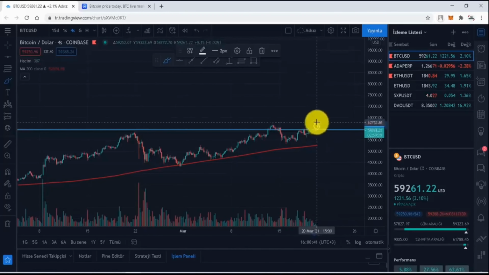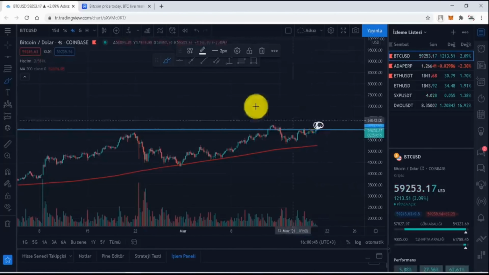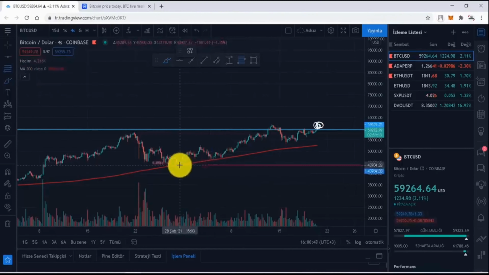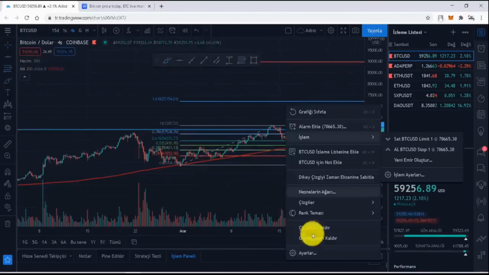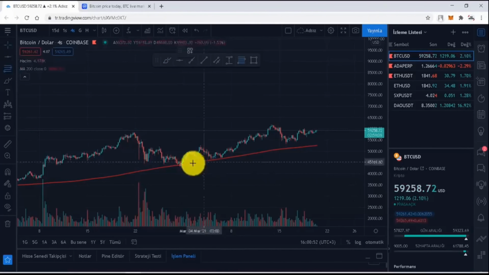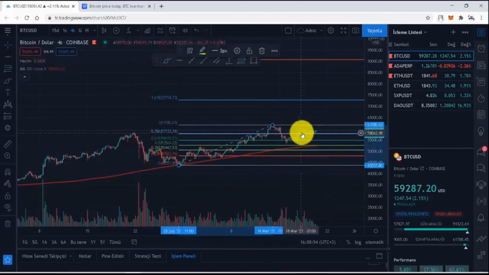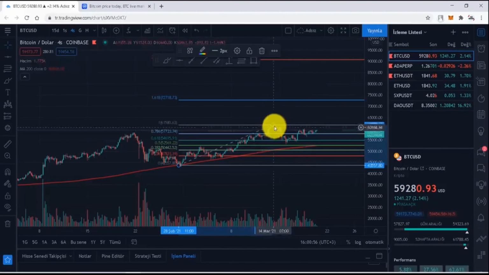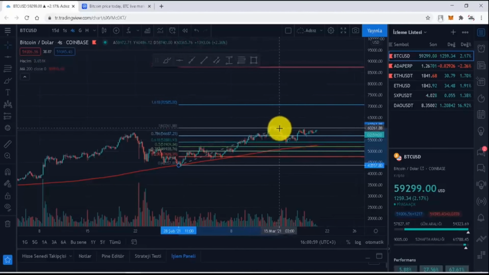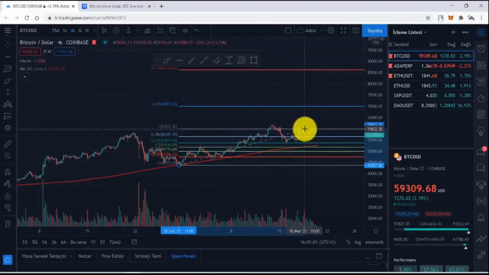When it breaks, it should close 2 to 3 candles on the 4-hour chart. Let's say you bought here. I must be drawing the Fibonacci points. Look at the very top this way. Let's remove all the drawings. Let's draw again. Now, what did we say? This is a resistance point. So this here is a resistance point. Yes, this is a resistance point.